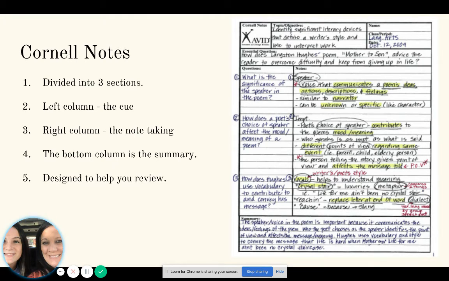This method is designed to help you review. One of the great things about Cornell Notes is that we can use this in history class to record information that our teachers are sharing with us, and then we can go back and look at those notes, and we will have them to study and to prepare for tests and quizzes.